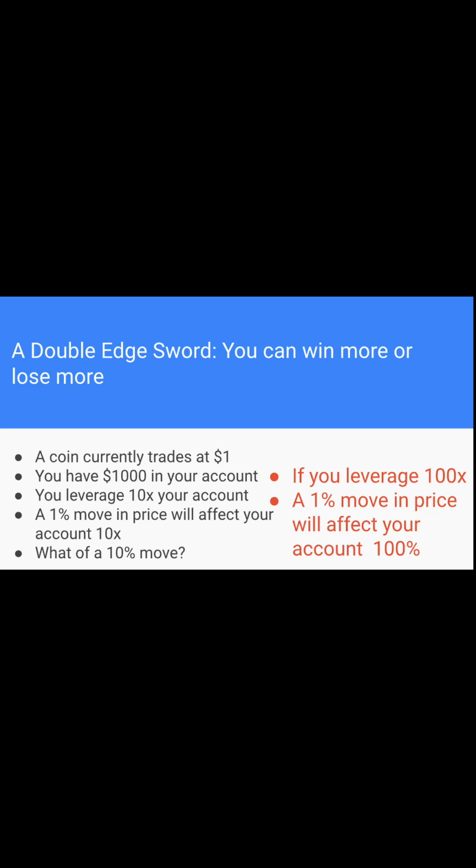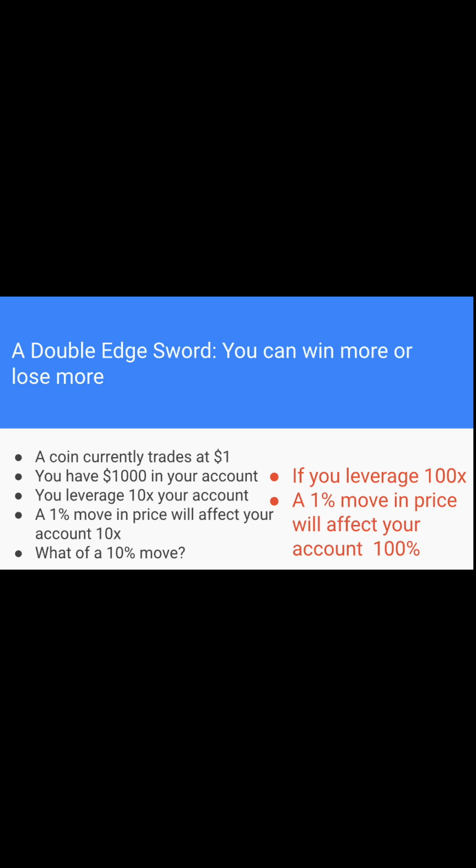Now let's say a coin is trading at $1, and you have $1,000 in your account, but then you chose 10x.